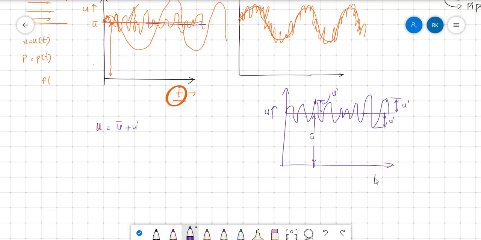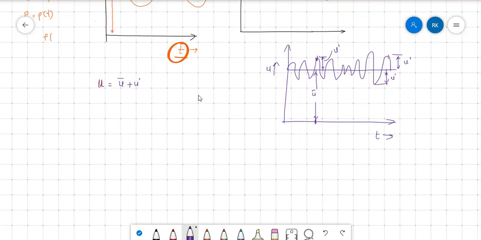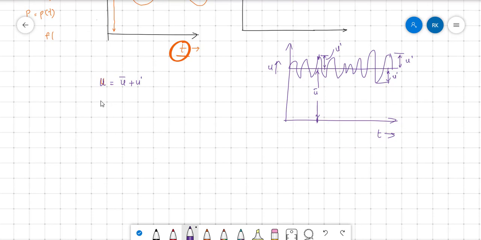So this is u, this is time t. This is how we represent the properties. If we need to represent pressure, then P is equal to P bar plus P dash. This is the mean and this is the fluctuating component. Mainly we find out shear stress and velocity. These two parameters we analyzed in laminar flow. In this also, we will analyze these two parameters.